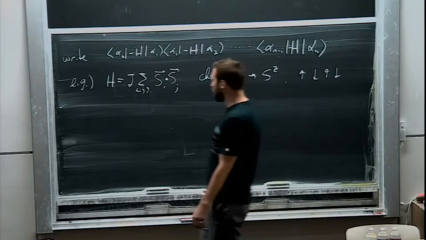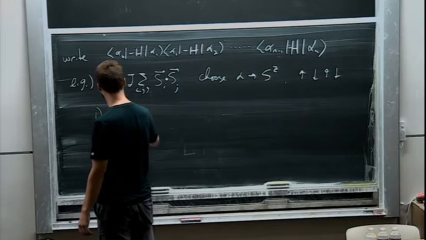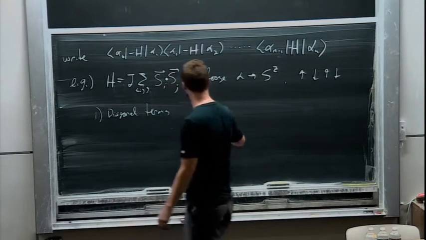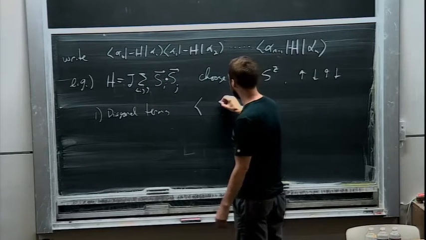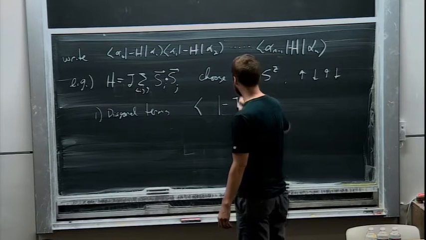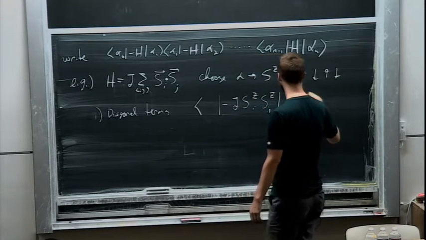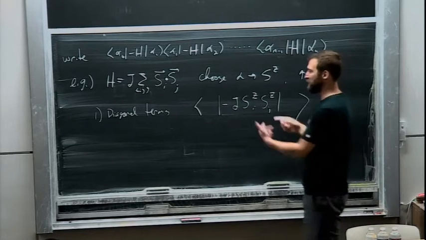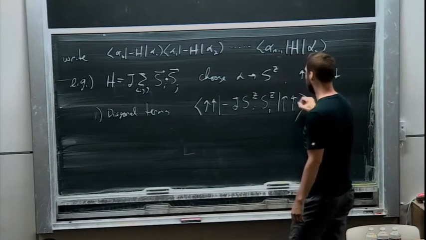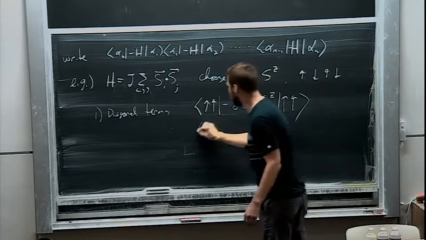So diagonal terms, we can imagine sampling terms that are like, I'll write the basis state in a minute, minus J SZ SZ. And you can write all the matrix elements out. You might have up, up, or you might have up, down, and so on. So let me write two of them.